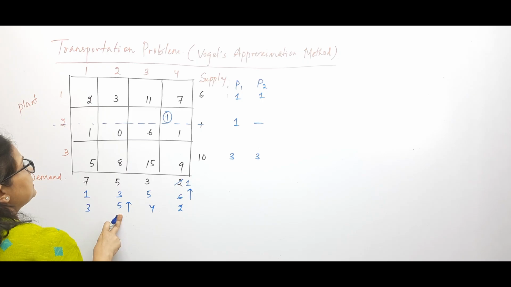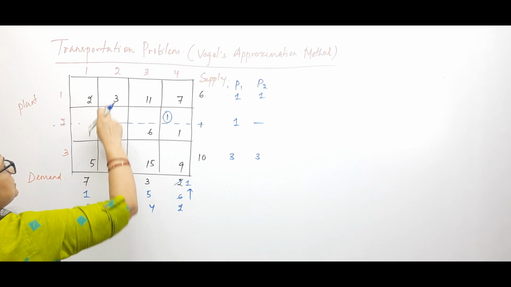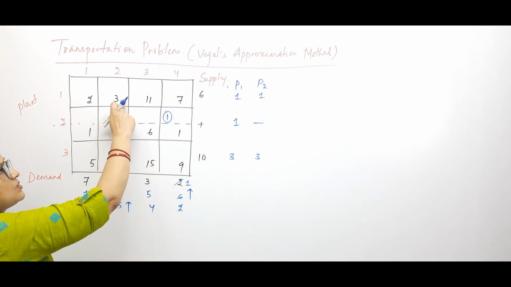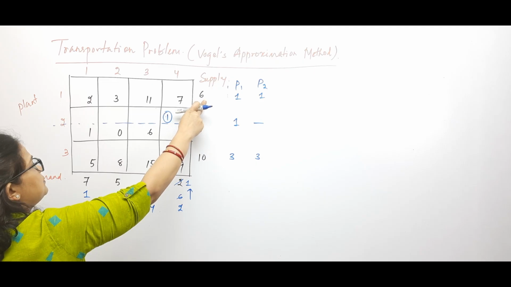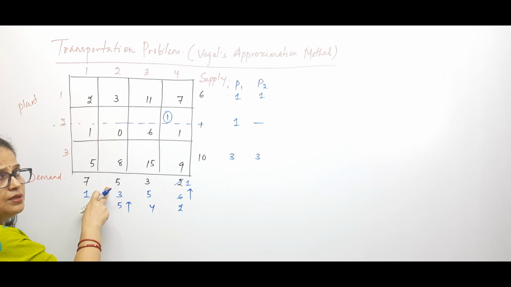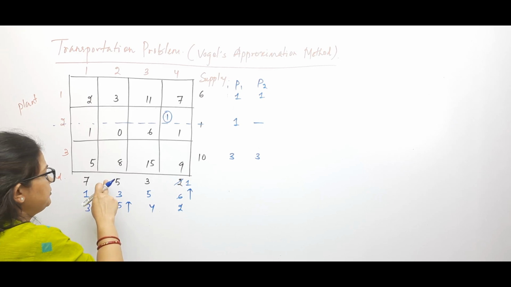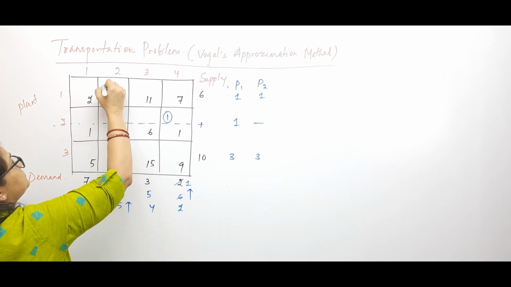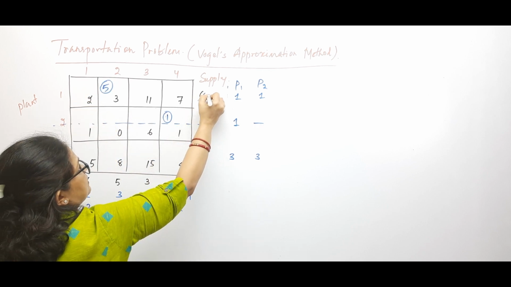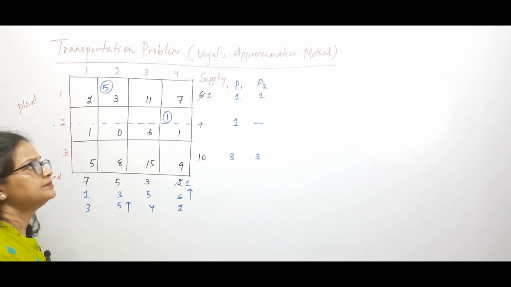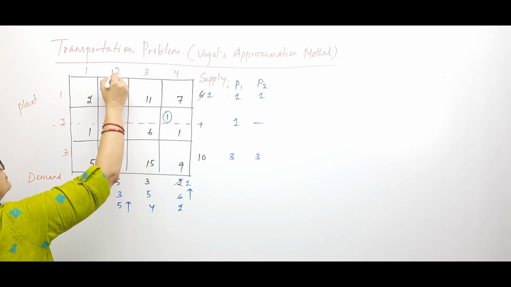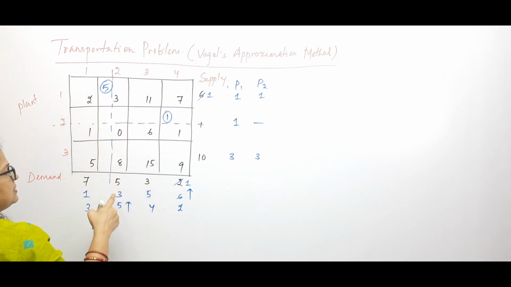If 5 is the highest penalty, what is the least cost in this column? Because this one is cancelled, we need to calculate for this. So the least cost is 3. Maximum how much allocation can we do? Here the supply is 6 and the demand is 5. So we take the minimum, only 5 here, and this becomes 1. Again this column is cancelled because it is fulfilled.